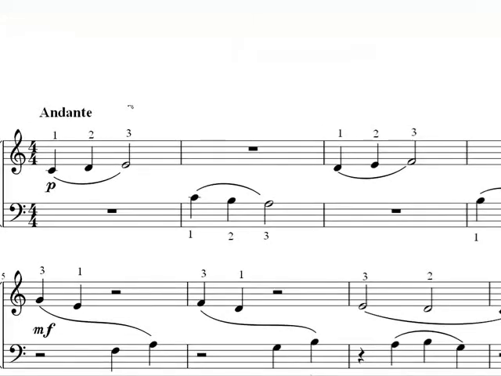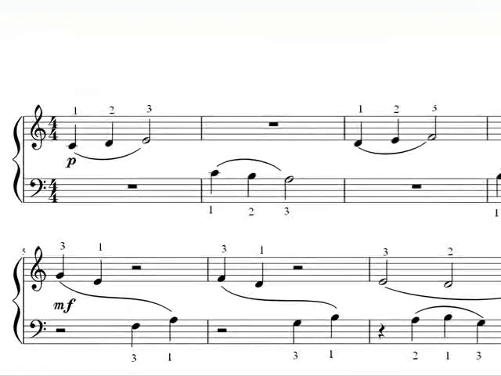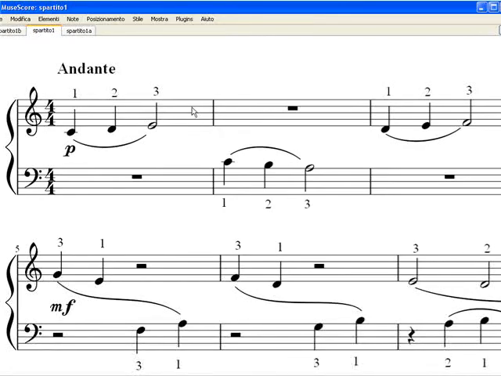As you can see, this is a set of 5 lines. 1, 2, 3, 4, 5, with 4 spaces that can be found between the lines. First, second, third space, and fourth space, which all make up the staff. So, why do we use this system, you must be wondering?